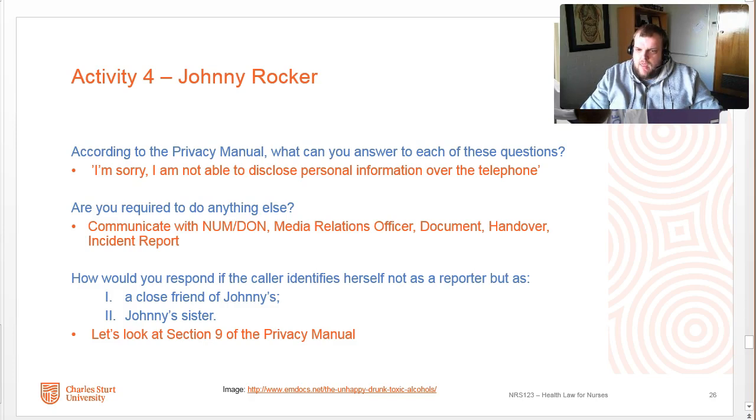How would you respond if the caller identifies herself not as a reporter but as a close friend of Johnny's? So it's helpful to look at Section 9 of the Privacy Manual. It gets really specific around what you can and can't say over the telephone and how you would identify who the person is calling and all that sort of stuff. It's obviously important to make the point, whether it's a close friend or his sister or anybody, that we can't tell just because she says so, that she may very well still be a Sunday Telegraph person calling, that we need to identify who she is properly. So the manual goes through how to do that. If you look at Section 9, it's quite specific. So pull that open and have a look, and that's the answer to the question.